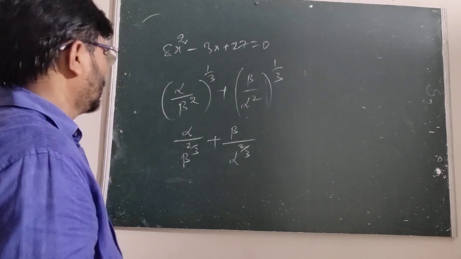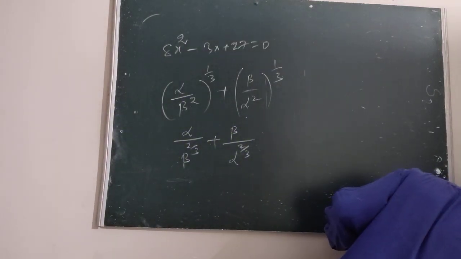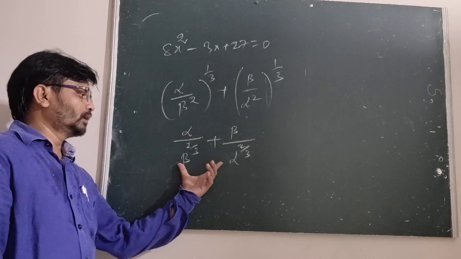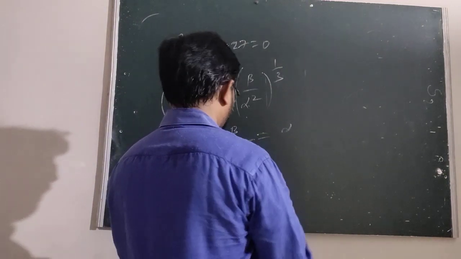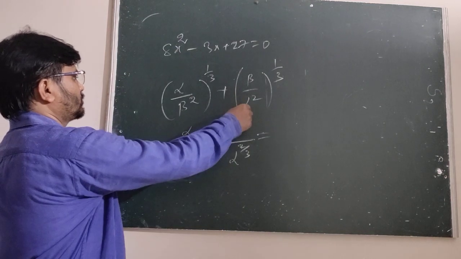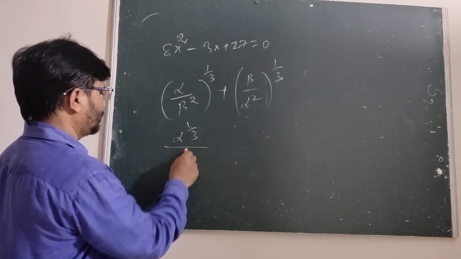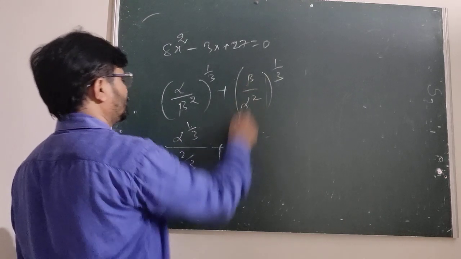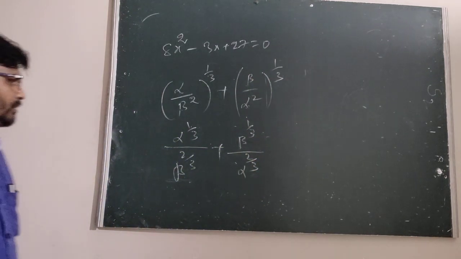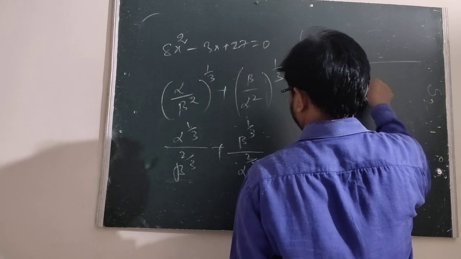Now here we have alpha power 1 by 3 upon beta power 2 by 3 plus beta power 1 by 3 upon alpha power 2 by 3. Taking the LCM, alpha square into beta square, we can write alpha power 1 by 3 beta power 2 by 3 plus beta power 1 by 3 alpha power 2 by 3 whole over the LCM, (alpha beta) whole power 2 by 3.